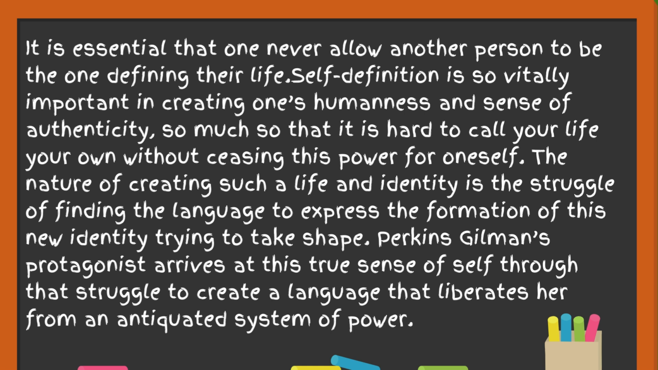So we're at the 4th sentence. Look at the terms, devices, techniques being dropped. Perkins-Gilman's protagonist arrives at this true sense of self through that struggle to create a language that liberates her from an antiquated system of power. So that basically sets me up to do tight diction analysis in the rest of this, right? So I get a few paragraphs just cobbling that together.